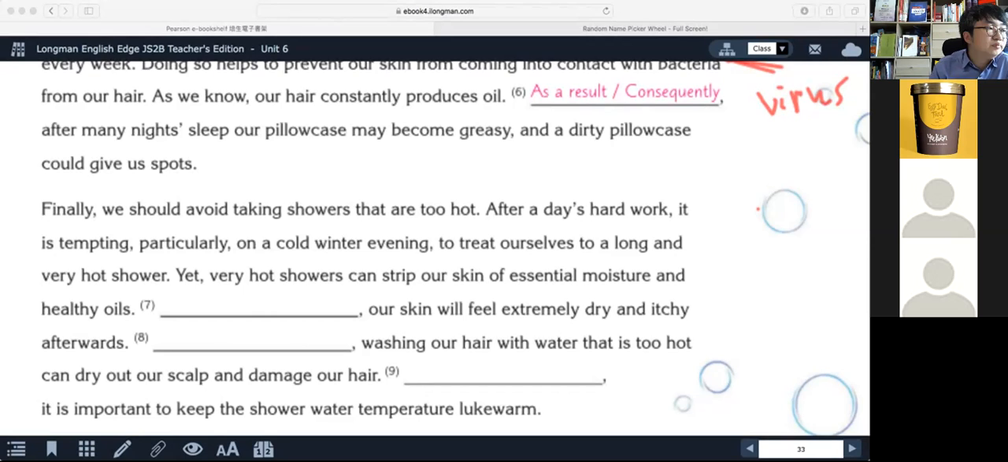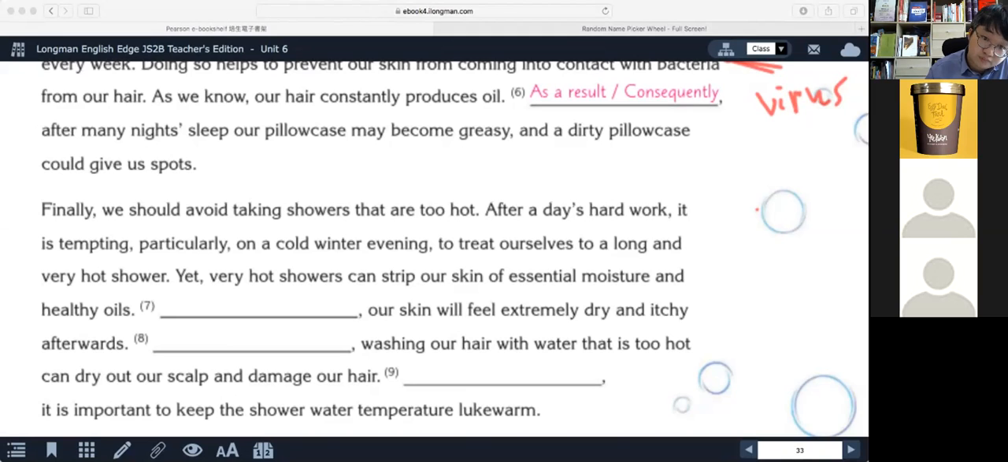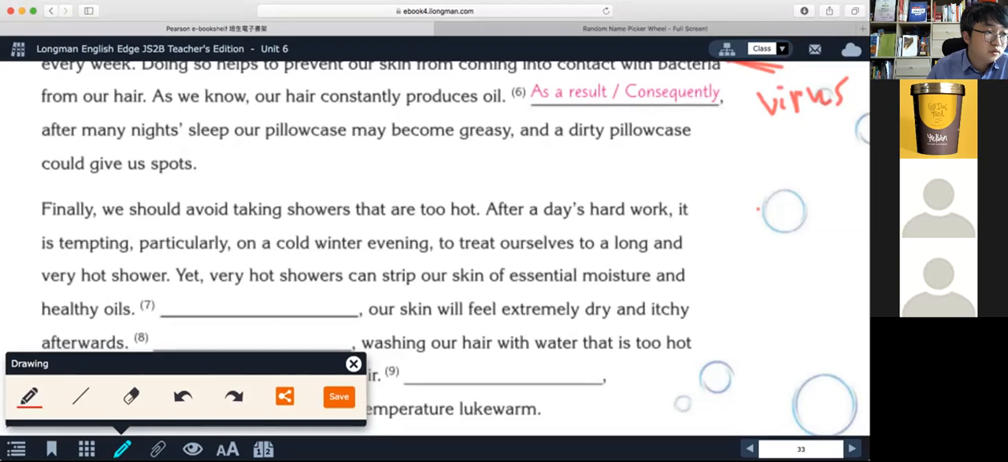Furthermore, washing our hair with water that is too hot can dry out our scalp and damage our hair. Therefore, it is important to keep the shower water temperature lukewarm. Lukewarm. Okay, one more word, Mary.